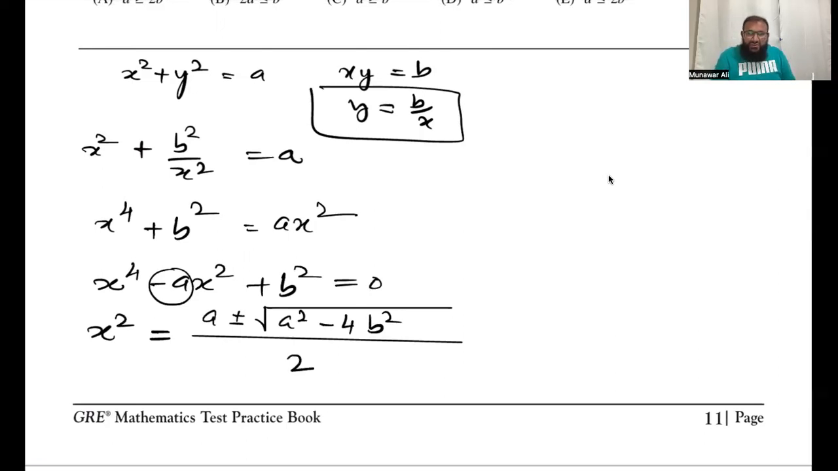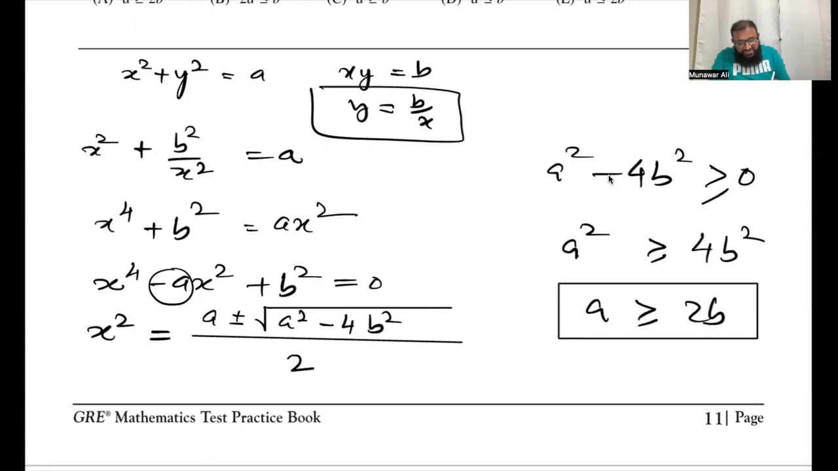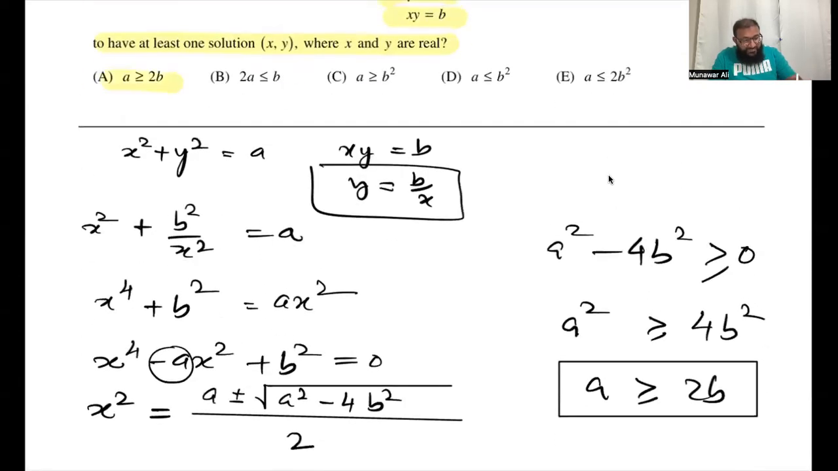If I need X square to be some sort of real value, then I need the term inside the square root to be greater than or equal to 0. So A square minus 4B square is greater than or equal to 0. So A square is greater than or equal to 4B square. Since A and B both are positive, I can take a square root on both sides. So A is greater than or equal to 2B, which is the condition that I need. So the correct option is A.